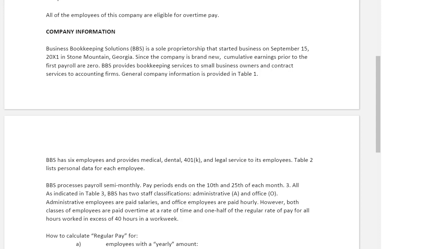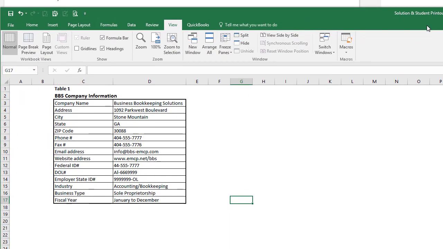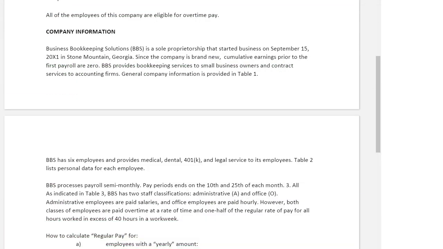Now, Table 1 is in your handouts. Your Table 1 will look something similar to this. This gives the company information, their address, their phone number, their federal ID number, Department of Labor number, employer state ID number, etc. And it says that the fiscal year starts in January and ends in December. Again, that Table 1 is in your handouts.